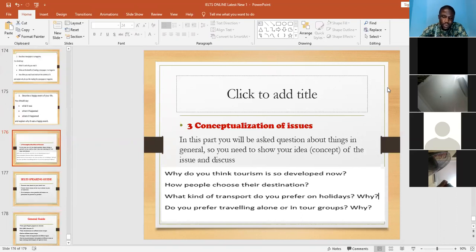Like the question I displayed here, I said, what do you think? Why do you think tourism is so developed now? I will open the floor for those who have not contributed. In this part, any answer is right. The only thing is that you need to be able to effectively express yourself. Omar Yemi, I want you to give an answer to this question 1. Why do you think tourism is so developed now?